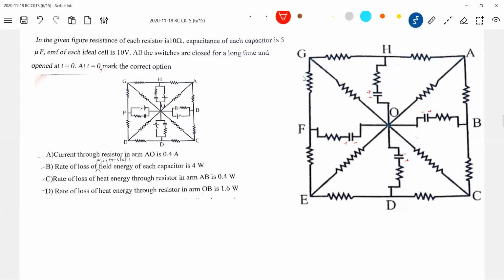Now who will supply the current, who will make the current flow? Only the capacitor. It will see that a current will flow. We'll take it as I1. Similarly, it will push a current. Similarly, this will push a current I1. And this current I1 will branch out, I1 by 2.